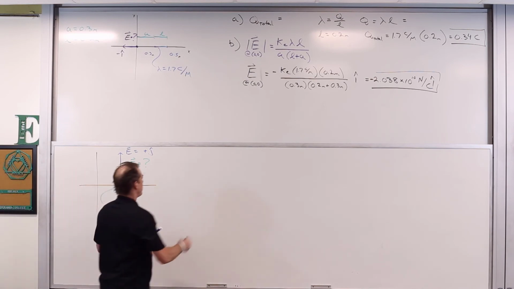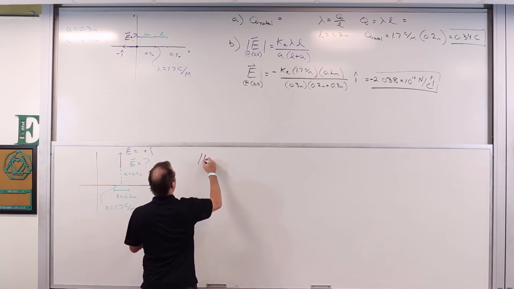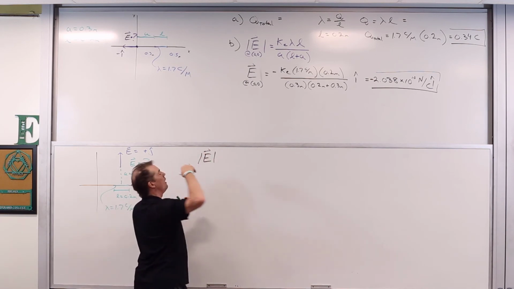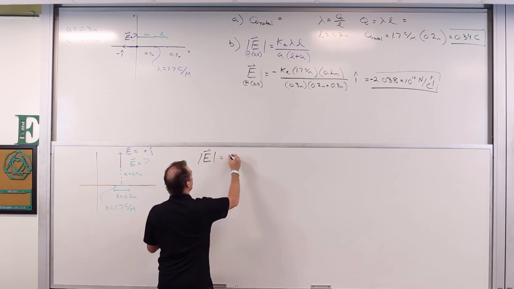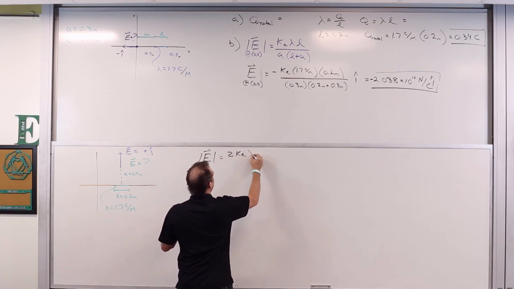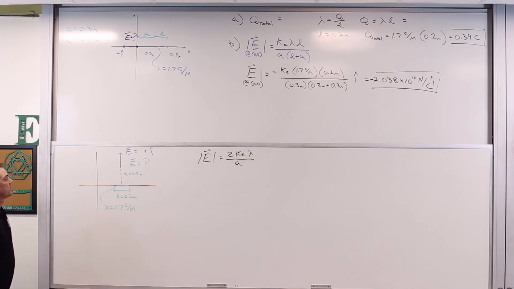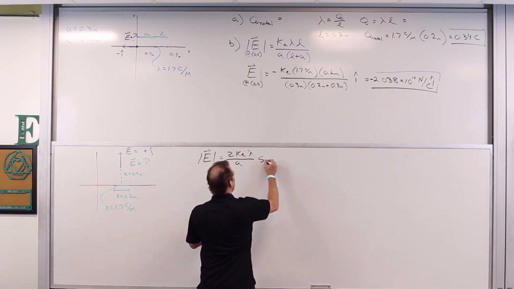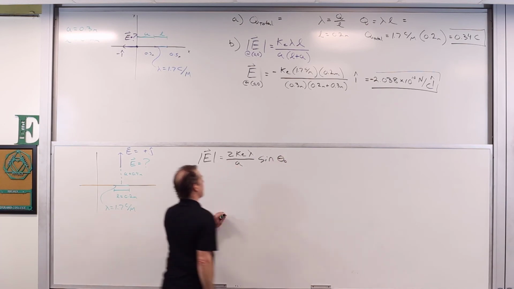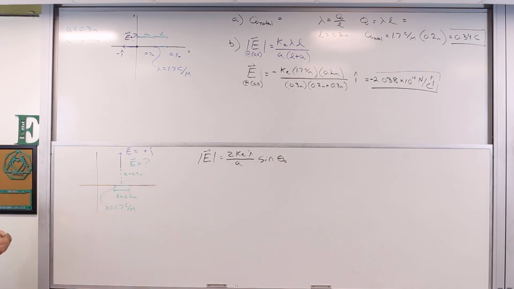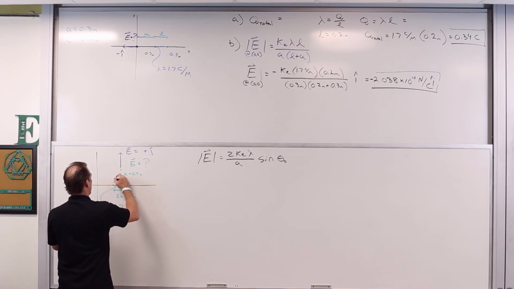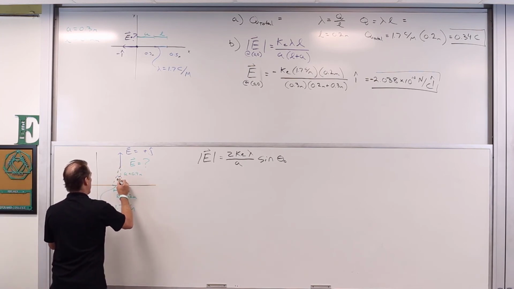And we've got the expression, once again, that the magnitude of the electric field aligned with the midpoint is going to be equal to 2 k sub e lambda over A, times the sine of theta sub 0. There we go. So let us just figure out what we need. We know what lambda is, we know what A is, we just need theta sub 0. What's theta sub 0? Well, theta sub 0 is this angle right there.